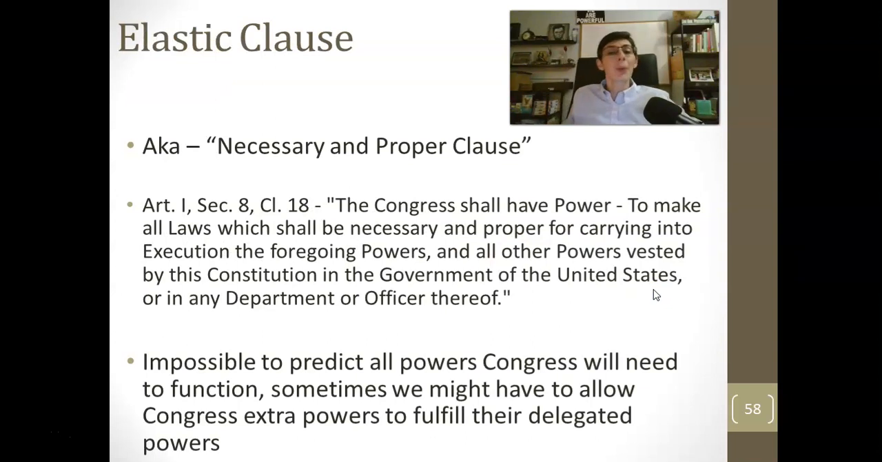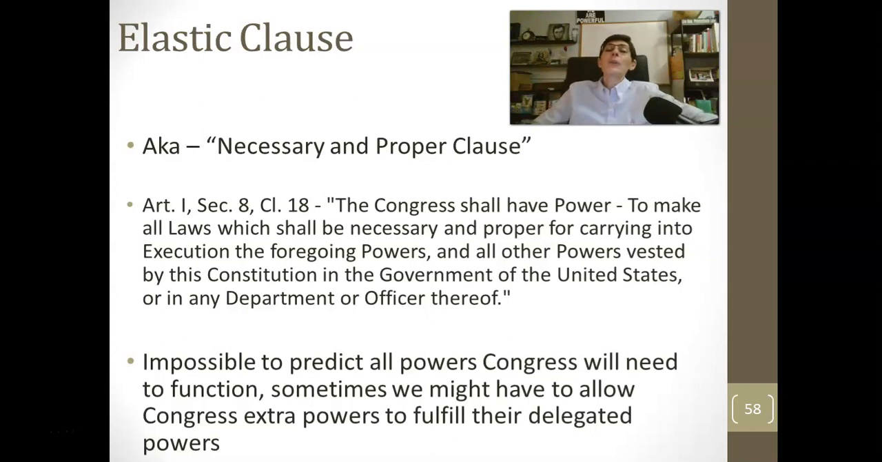So the Necessary and Proper Clause is important. I want to revisit this. Congress shall have the power to make all laws which shall be necessary and proper for carrying into execution the foregoing powers and all other powers vested by this Constitution in the government of the United States or in any department or officer thereof.